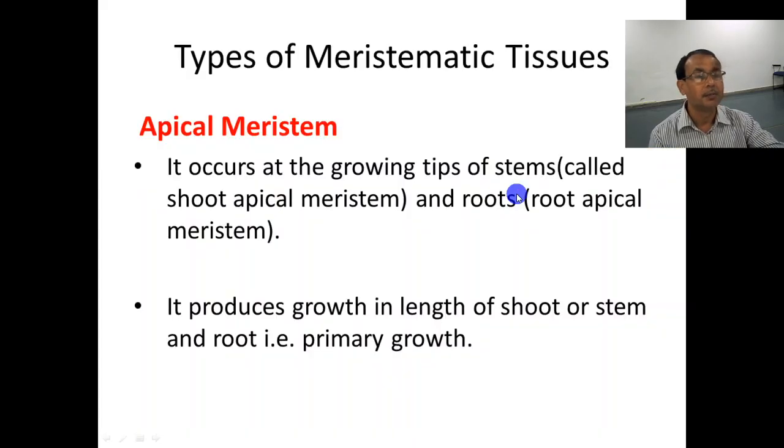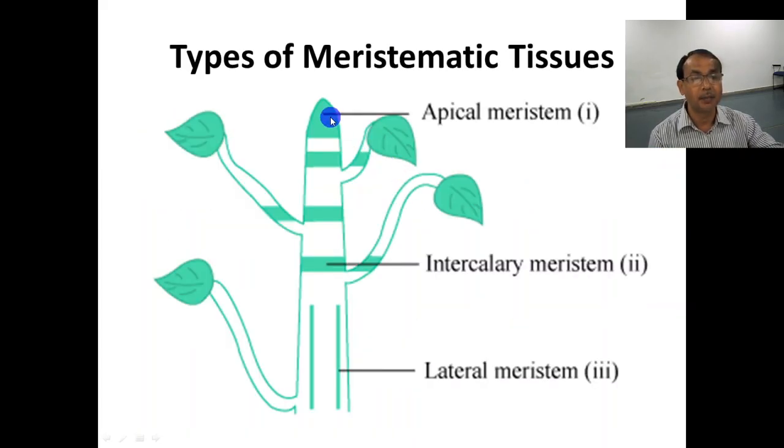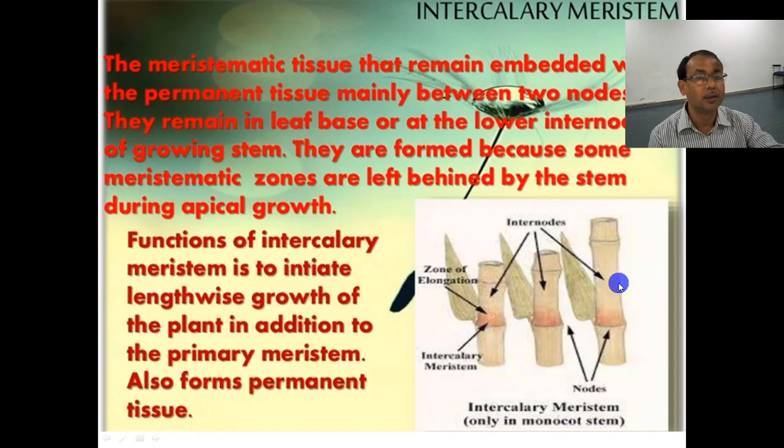If you go to the previous slide, this is the apical meristem. During the growing time, some amount of meristematic tissues are left behind. This one, this one, this one. This group of meristematic tissues which are left behind during apical growth are called intercalary meristem. Let us go back to this slide. So that is all about these meristematic tissues. I repeat once again, the intercalary meristem is the meristematic tissue that remains embedded within the permanent tissue, mainly between the two nodes.